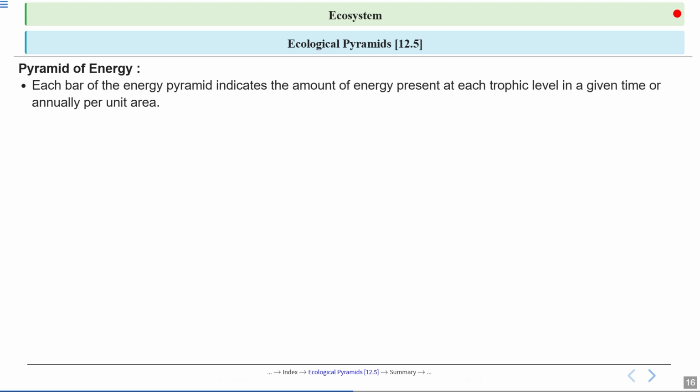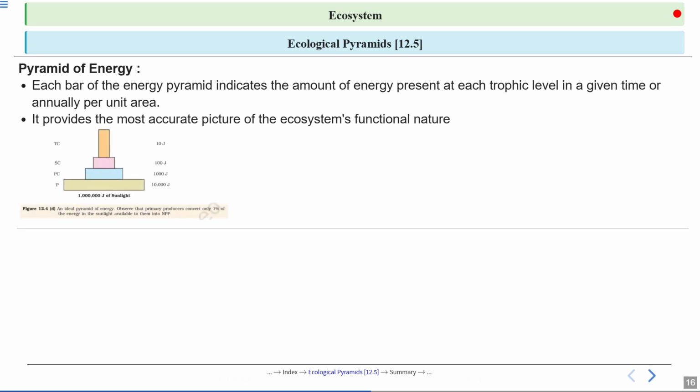Now, we were talking about the pyramid of energy. Each bar of the energy pyramid indicates the amount of energy present at each trophic level in a given time or annually per unit area. It provides the most accurate picture of the ecosystem's functional nature. The energy pyramid gives the clearest and most reliable view of how an ecosystem works. It shows the complete process of energy transfer and loss, making it the best tool for comparing how different ecosystems function.